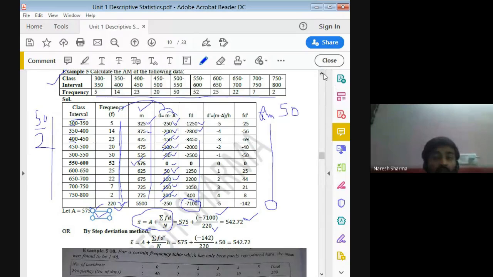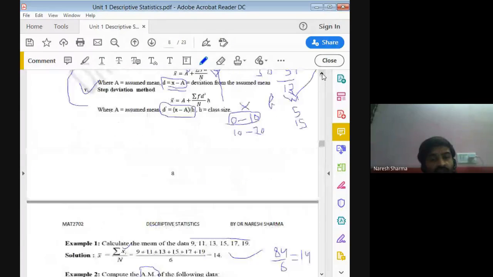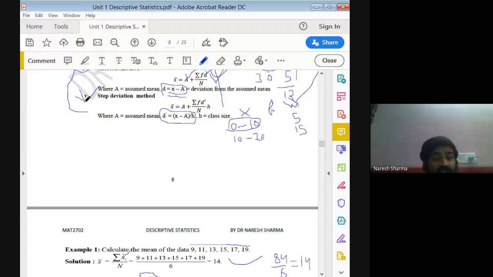So another way to calculate this, as you see here, the calculation goes into the thousands. So if you reduce this a little bit, you can use another formula which was already discussed, that is the step deviation method. In step deviation method, we use this d as x minus assumed mean divided by h. h is your step size. In our example, it is 50.